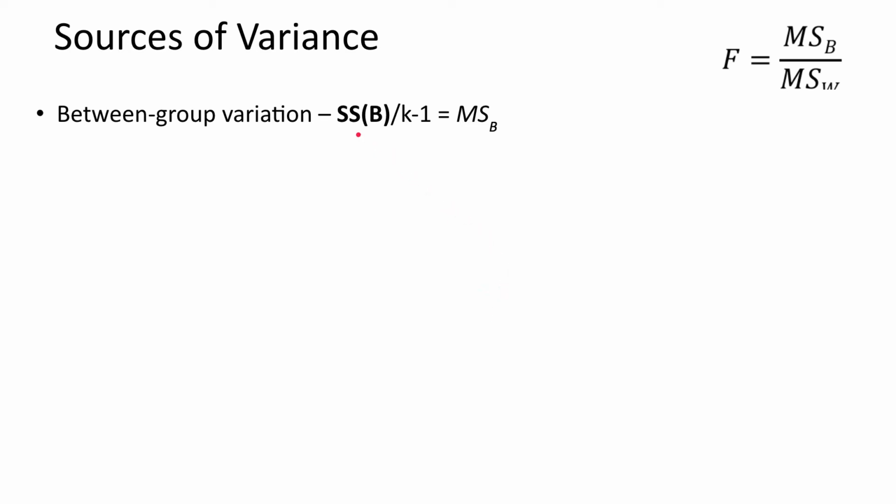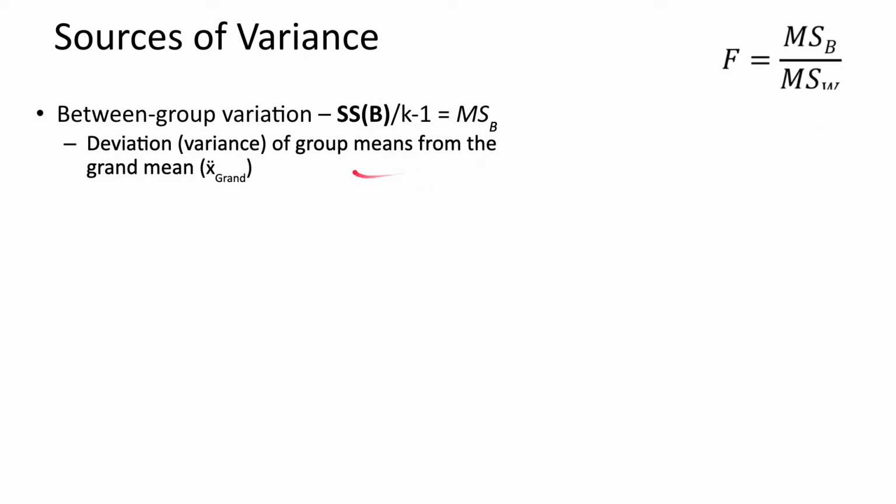Now, SSB has to do with between group variation. And again, in order to get MSB, I need to take the ratio of SSB and k minus 1. We saw that before. But again, let's focus on SSB. Where is the value of SSB coming from? That is the deviation or variance, because this is analysis of variance. So deviation, variance of group means. Let's say I have 3 groups. Each group will have a particular mean, correct? So the SSB in this case would be the deviation of group means from the grand mean.